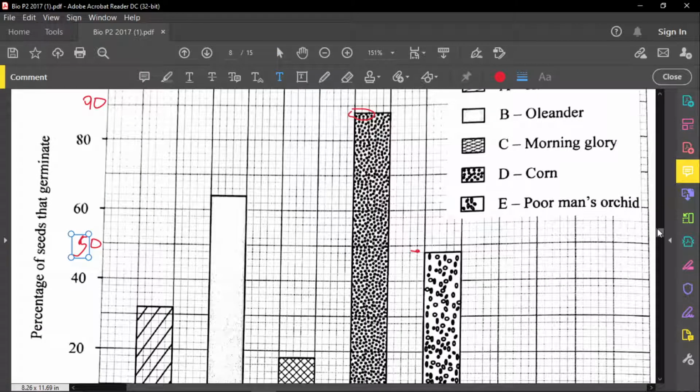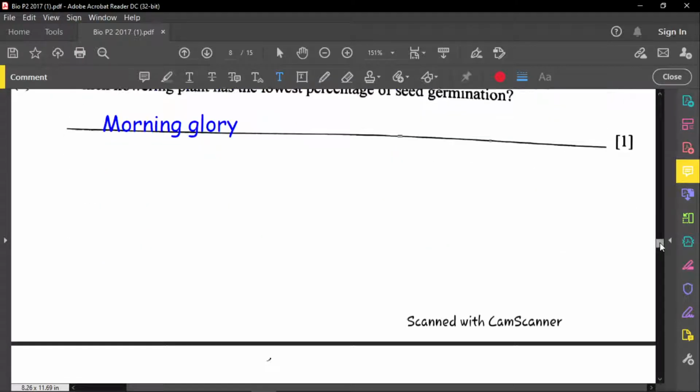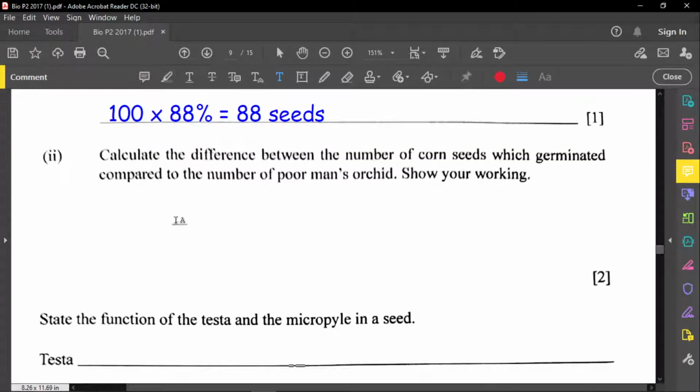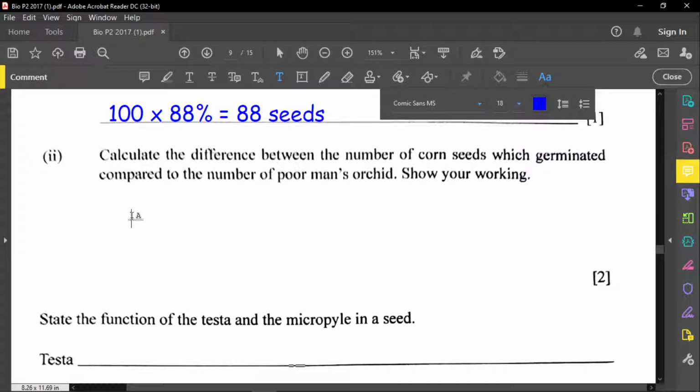So the difference between that here will be 88 minus 48. So let's put that in here. So here we're going to have 88 minus 48, which will equal to 40. Okay, so 40 seeds. That's the difference between the corn and the Purslane orchid. All right, let's go to our next question here.